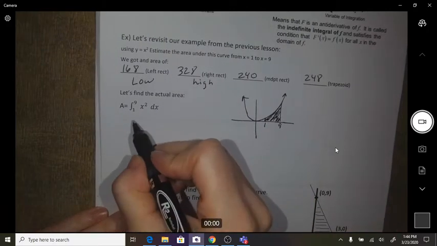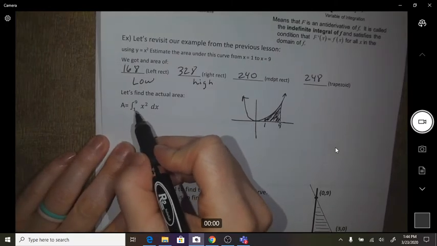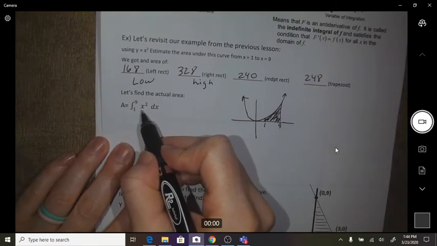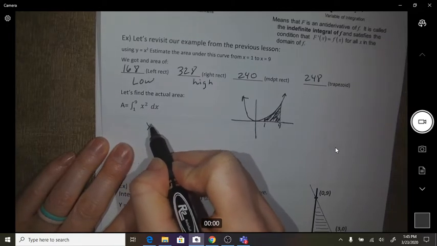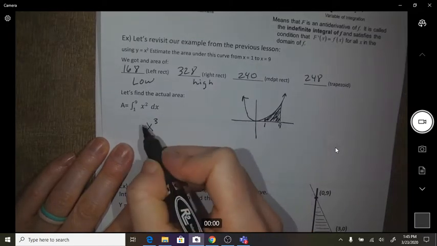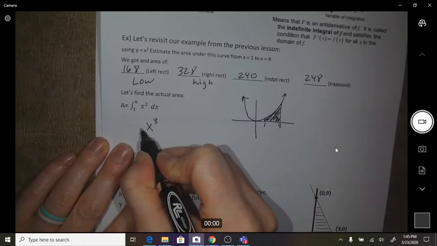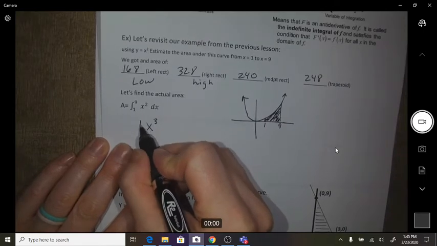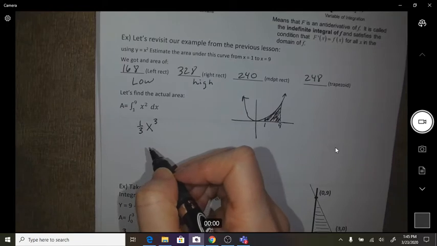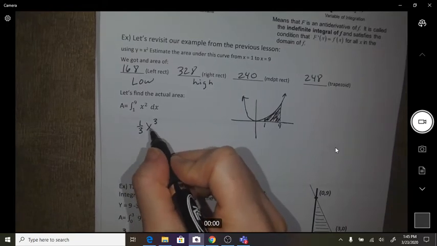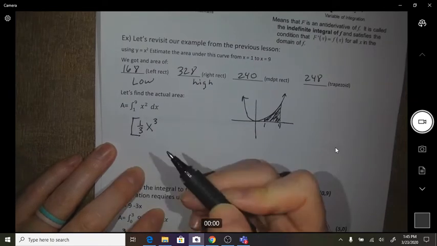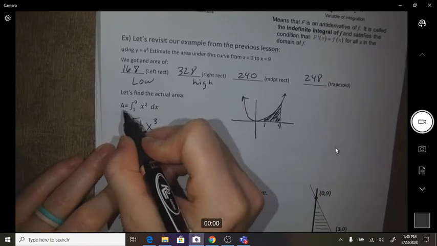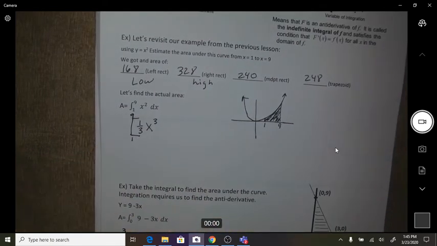Okay, so we're going to integrate this and find the area. What is the antiderivative? We would have started with an x cubed. What in the front would we need to make a 1? We would need a 1/3. Now that I've found the antiderivative, I'm going to put a square box like that, and I'm saying I'm going to evaluate it from 1 to 9.